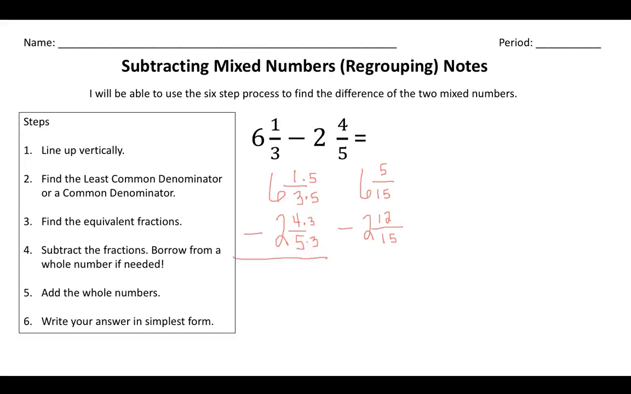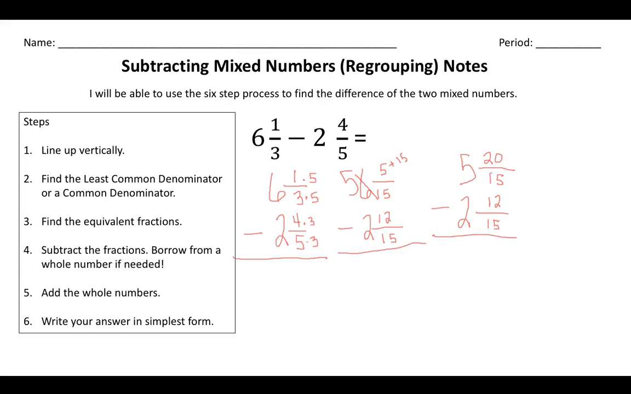Step 4, this is where it becomes a little tricky. It says to subtract the fractions and borrow from a whole number if needed. You can see here that we can't subtract 12 from 5, or we go in the negative. So we're going to borrow from the 6, which will now become 5, and this will be added with 15, the denominator. So I'm going to rewrite this over here. We have 5, and 5 plus 15 is 20/15, minus our 2 and 12/15.